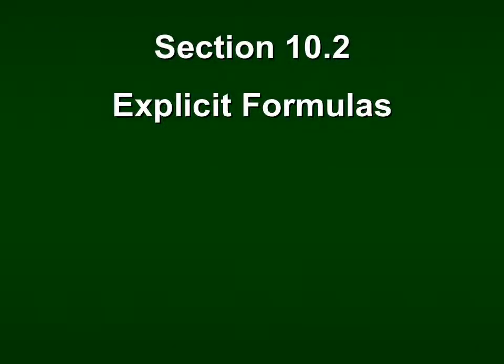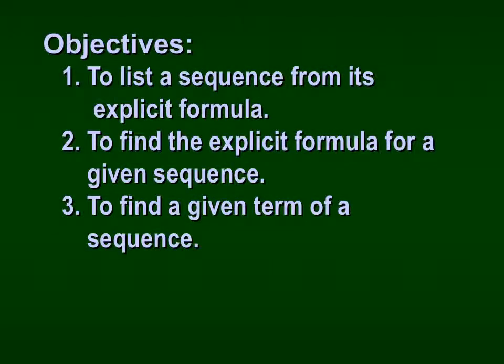Now we're going to talk about explicit formulas. We're going to list a sequence from its explicit formula, and then we're going to find an explicit formula from its given sequence. So let's look at this sequence: 1, 4, 7, 10, 13.